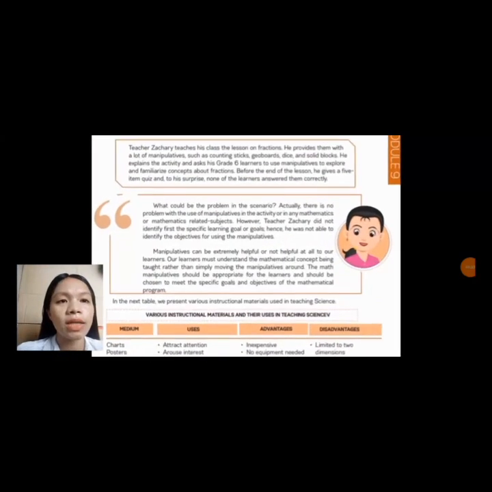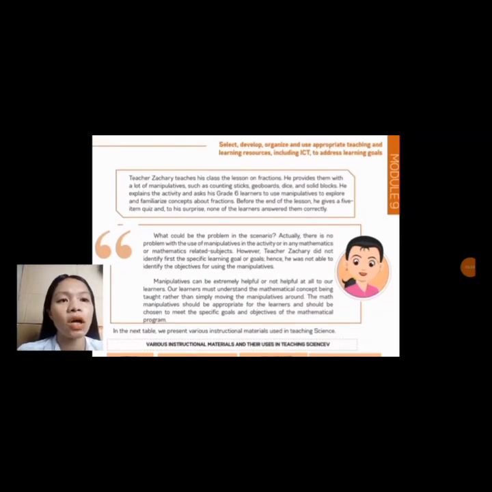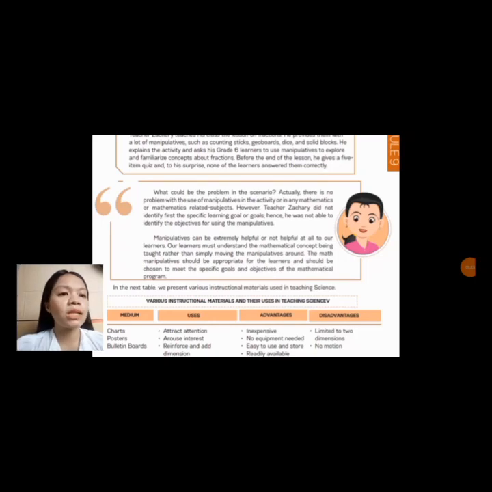Teacher Joharki teaches his class the lesson on fractions. He provides them with a lot of manipulatives such as counting sticks, zero boards, dice, and solid blocks. He explained the activity and asked the grade 6 learners to use manipulatives to explore and familiarize concepts about fractions. Before the end of the lesson, he gives a 5-item quiz, and to his surprise, none of the learners answered them correctly. What could be the problem in this scenario?